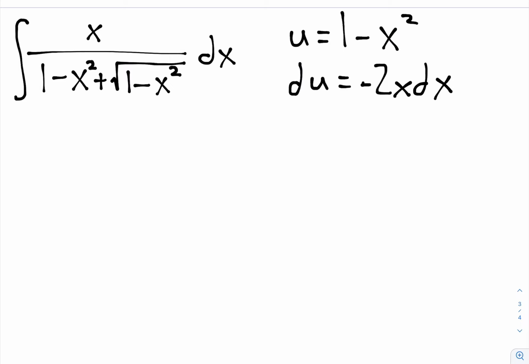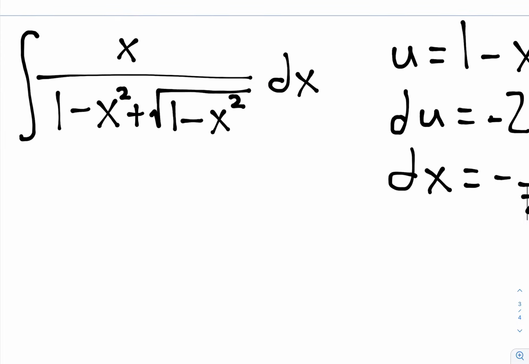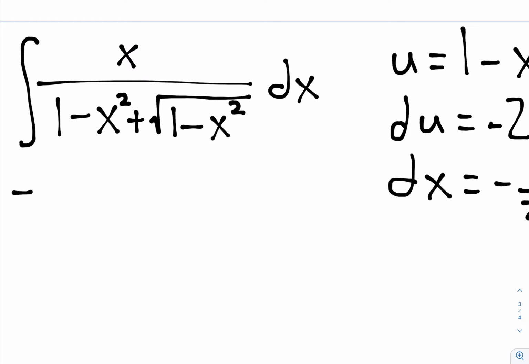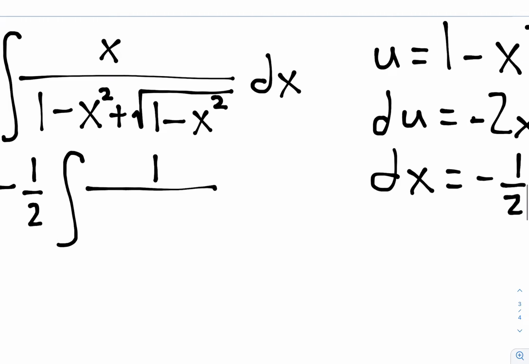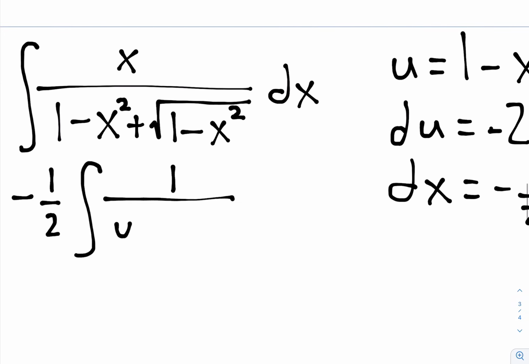Okay. Now once we do that, we know that if we want to solve for dx, to replace the dx is going to be negative 1/2 du. Right, so if we plug this into our expression, it's going to be negative 1/2 times the integral of 1 over, so 1 minus x squared, remember that was our u, so I'm going to write u here, plus the square root of that same quantity, so plus the square root of u, du.